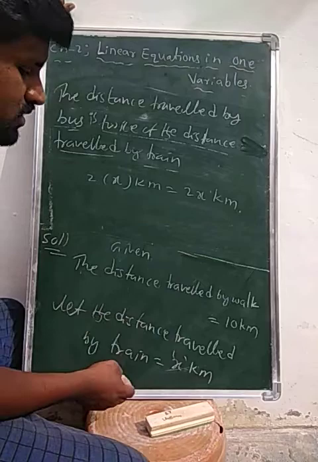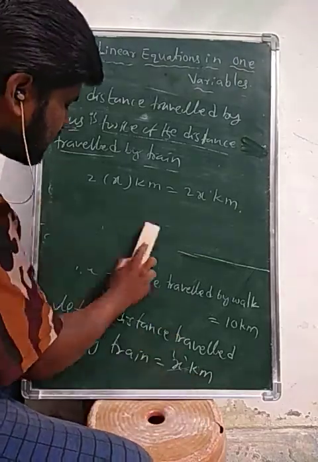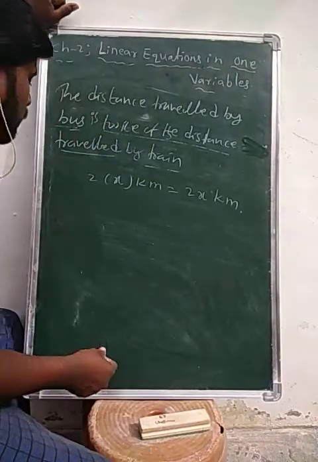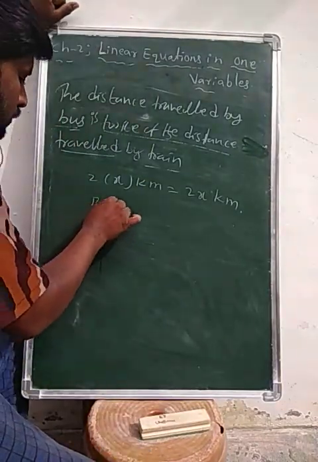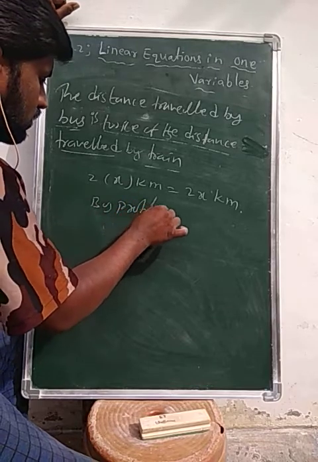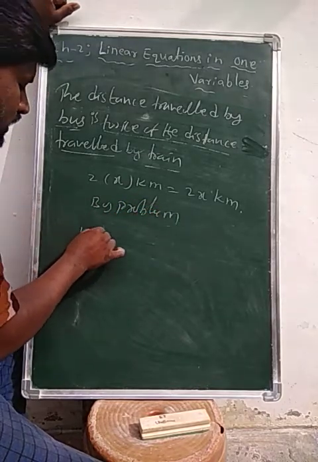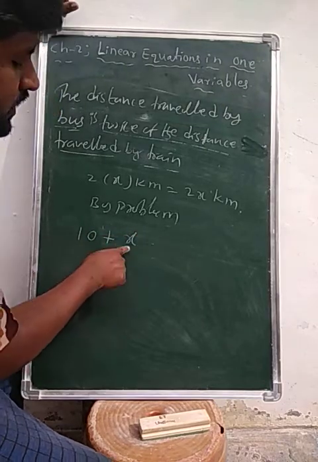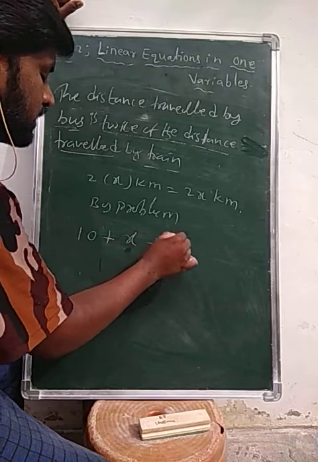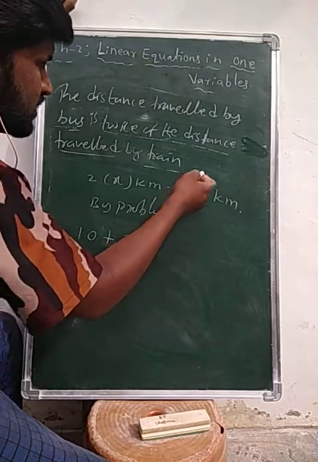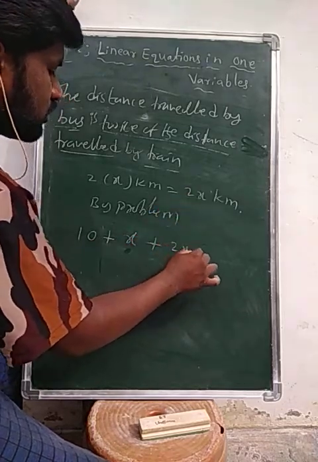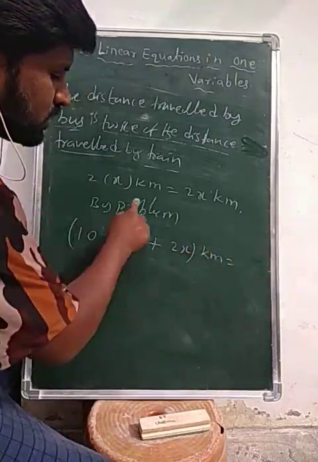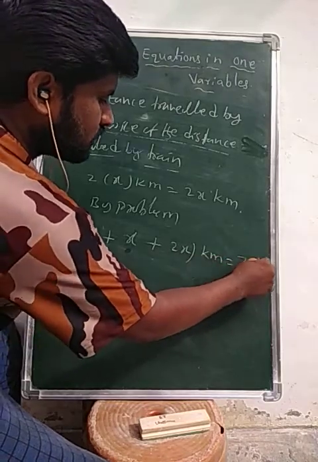The whole journey is what? By problem, the whole journey is 70 kilometers. By problem, the man walks a distance of 10 kilometers, plus he covered a distance by train of x kilometers, plus a distance by bus of 2x kilometers, equal to the whole journey, that is 70 kilometers.